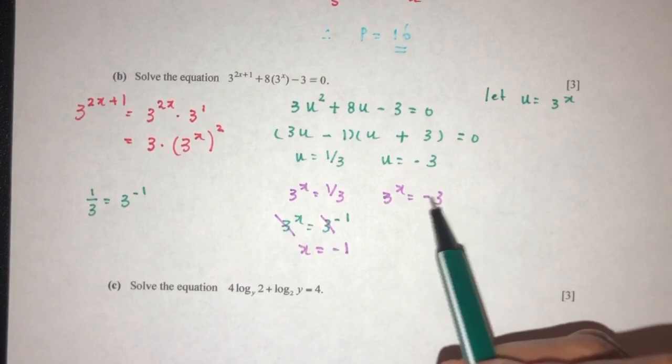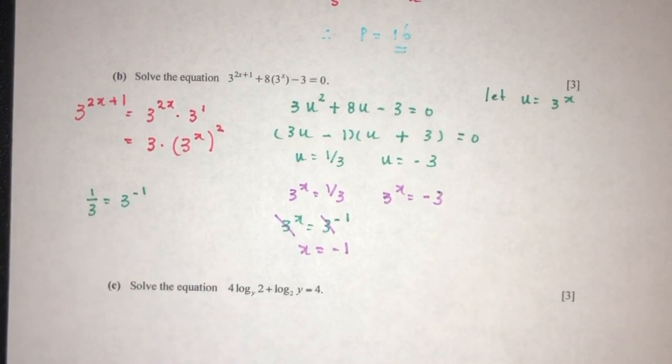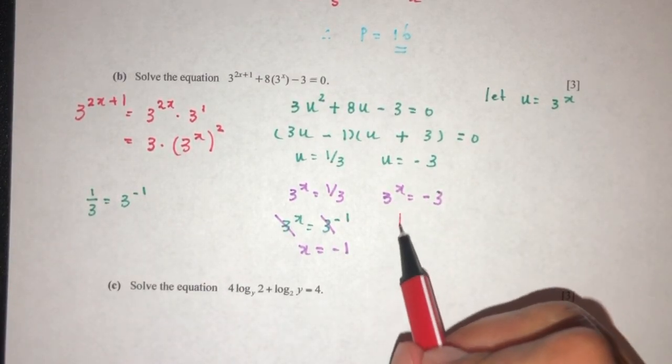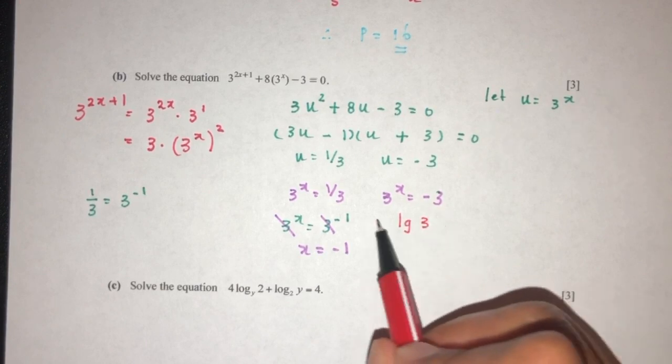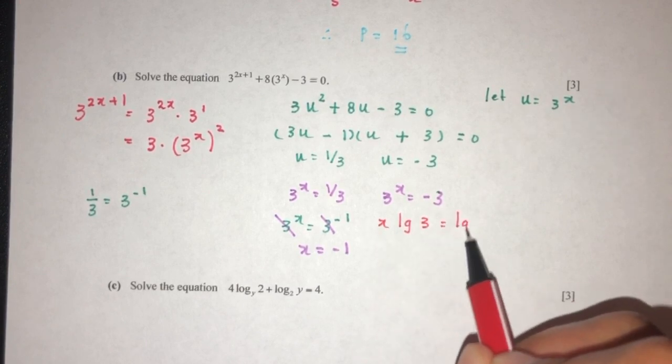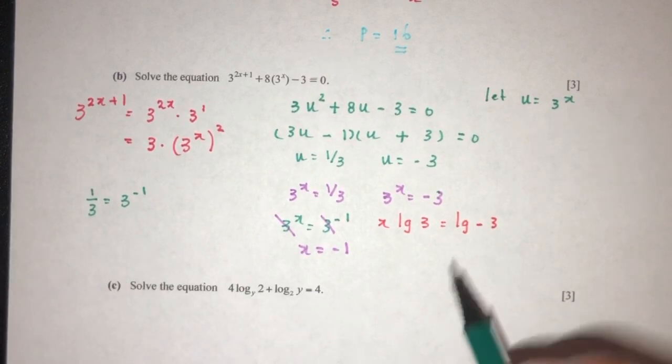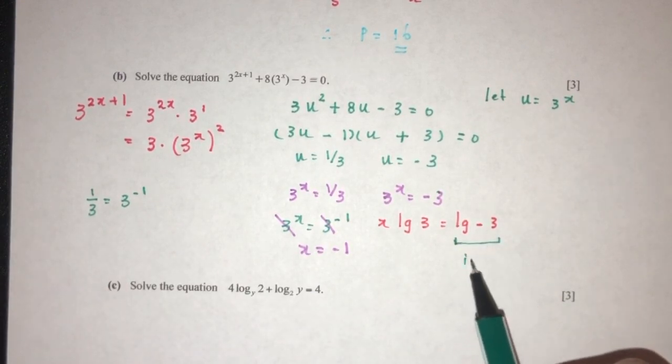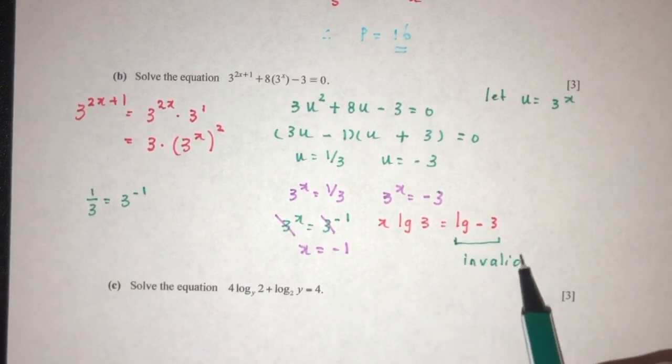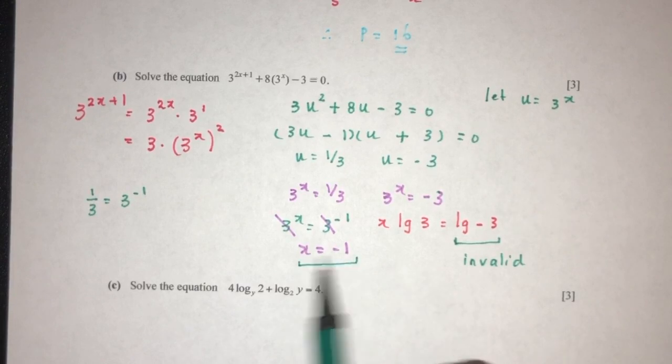Now for this one, it is minus here. Now obviously we can check. Let's use log to solve this. So we have log of 3 power x will be here, that will be log of minus 3. So that would not be possible because log cannot take negative value. That will be an invalid option. So only answer will be this one. x will be the value of minus 1. That will be part B of your question.